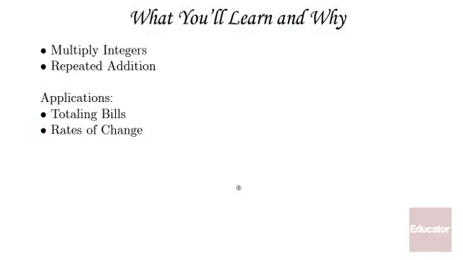You'll learn about multiplying integers, which represent repeated addition. Applications are situations where you would use multiplying integers. For example, totaling bills. If you have a cell phone that has a monthly rate and you have to pay it every month, that would be 12 times the amount that is deducted from your bank account. Rates of change. For example, a skydiver diving continues to fall at a certain rate for several seconds before opening his parachute.